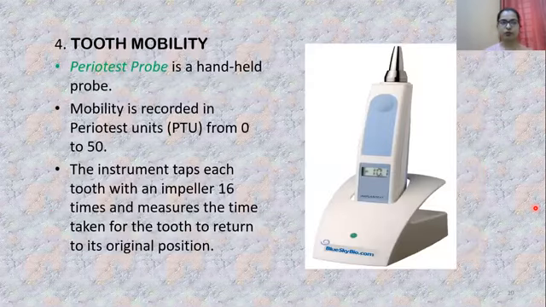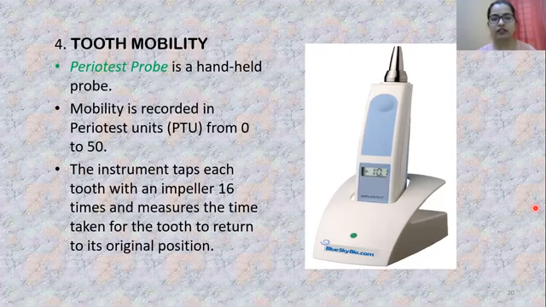Next is tooth mobility, and this utilizes an instrument for measuring tooth mobility. So there is no manual instrumentation around the tooth. This probe is called Periotest, and this part of the Periotest strikes on the tooth surface, and it records the mobility in terms of Periotest units.